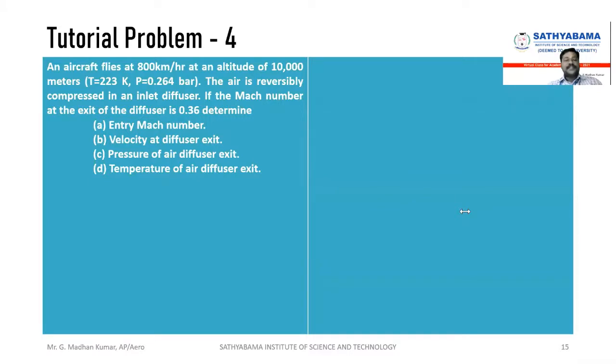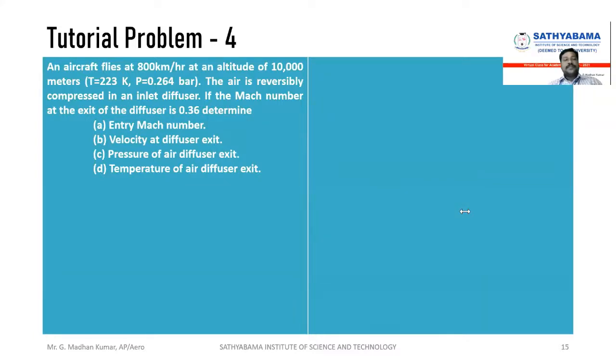The air is reversibly compressed in an inlet diffuser. So here the case is like the duct we solved in the previous case. Likewise, here we also have the diffuser duct. They have given the Mach number at the exit, that is very good. We have to find the value of M1. Then the velocity at the diffuser exit.